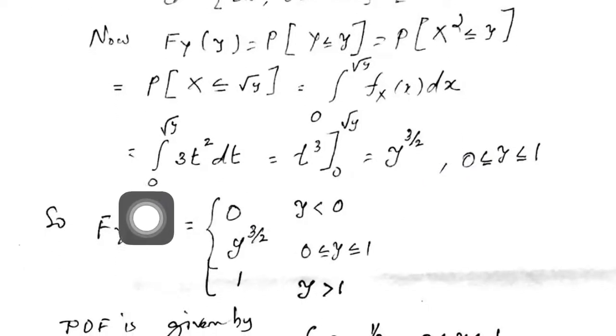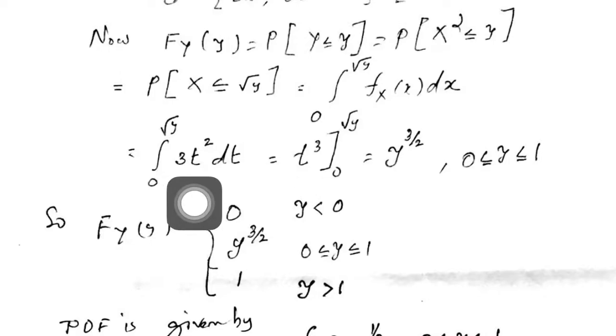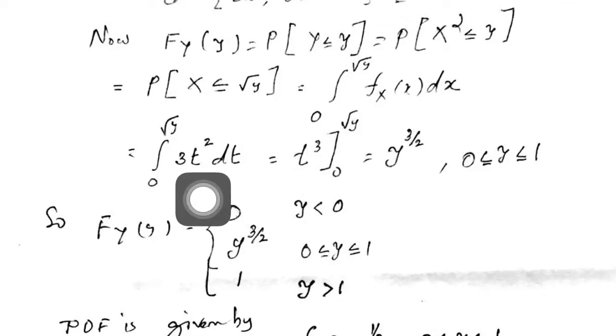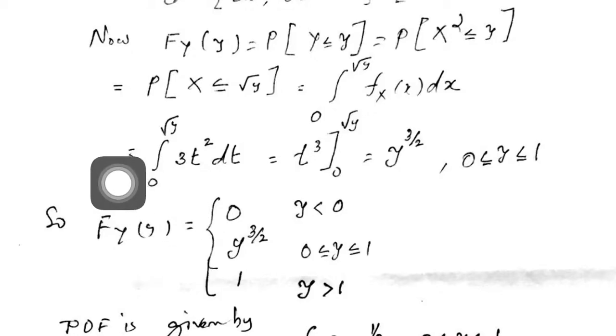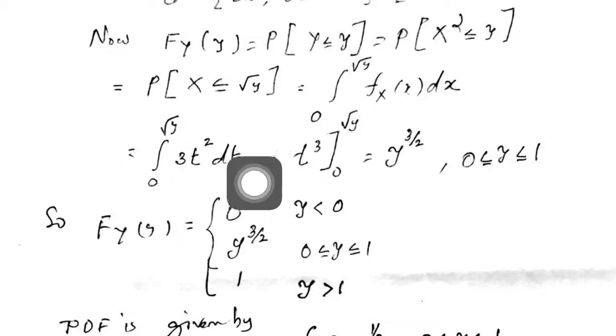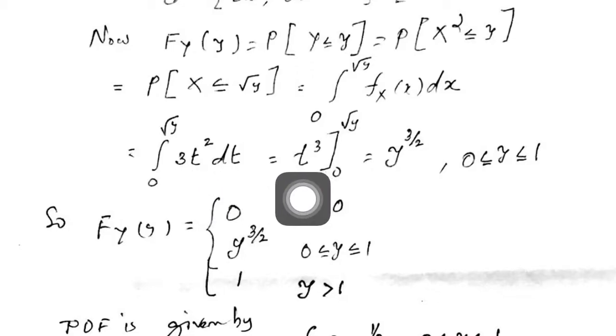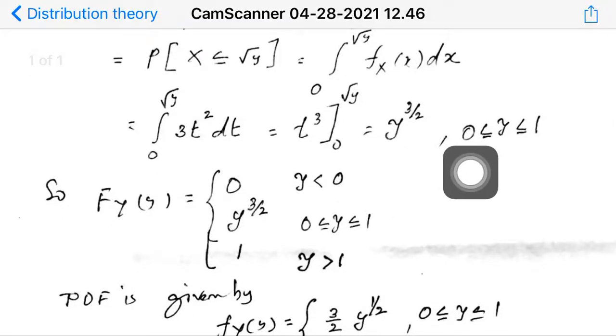Okay, and that is equal to integral 0 to root y 3t square dt. That is because 3x square is the PDF of x. So I change the variable to t. That doesn't matter, because after integration, you will get the term in terms of y. So it doesn't matter whether you are using x or t or s, whatever variable. So this on integration, you see that this is equal to y to the power of 3 by 2. y varies from 0 to 1.